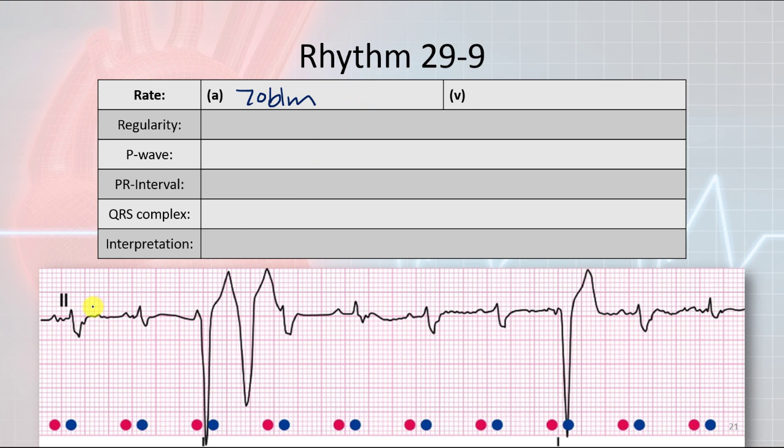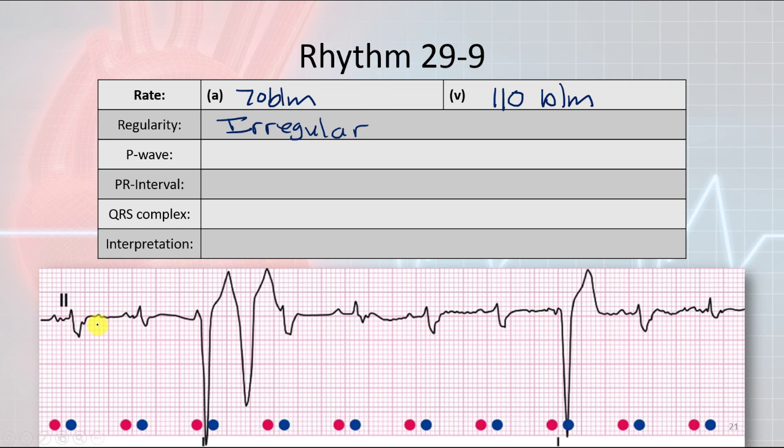My ventricular rate: 1, 2, 3, 4, that looks like a 5 right there, 6, 7, 8, 9, 10, 11. So our ventricular rate is quite a bit more than the atrial rate. Regularity: there's no pattern here.